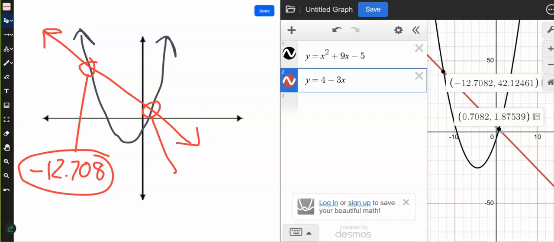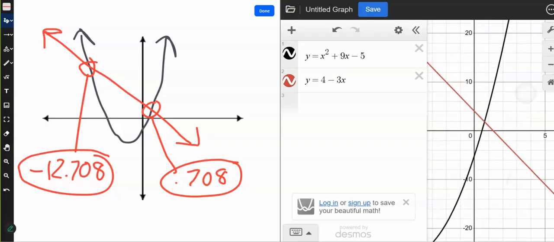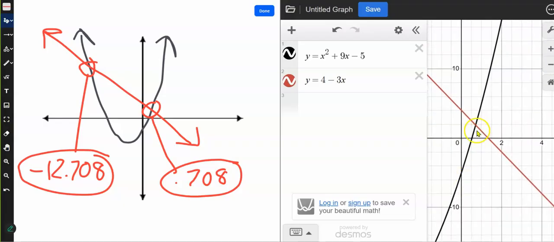But what's the other one? It's 0.708. Now, if you don't know that, then do yourself a favor and just zoom in on it so that you can get a better look. Don't mess that up when you have such an easy tool to use.